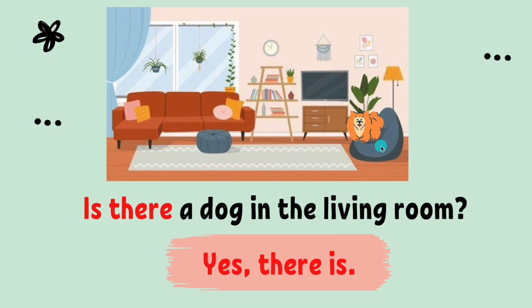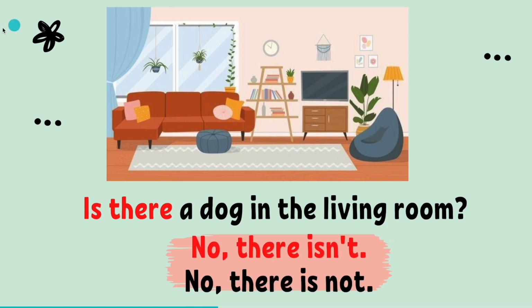So, how you want to answer? If there's a dog in the living room, you say, yes, there is. Okay. So, is there a dog in the living room? Yes, there is. Okay. So, let's say if there are no dogs there, there's no dog in the living room, awak nak jawab macam mana? Okay, soalan masih sama. Is there a dog in the living room? See, tengok. But then in this living room here, there is no dog.